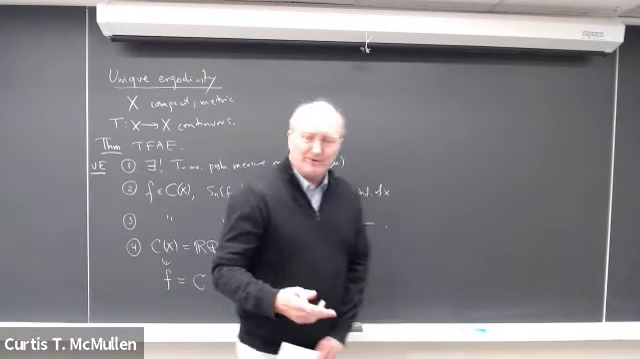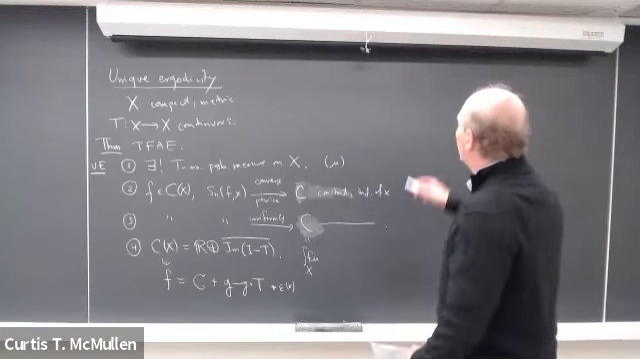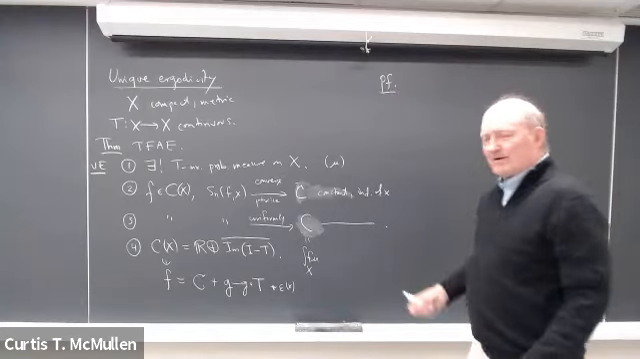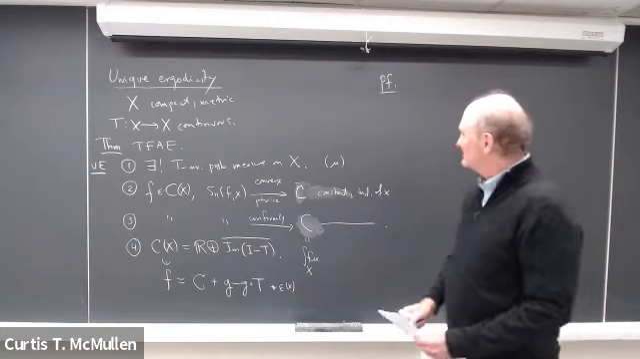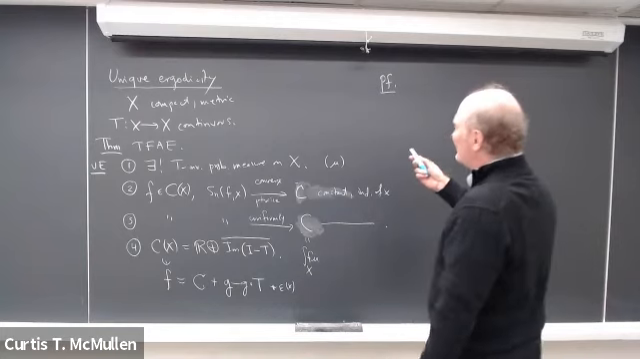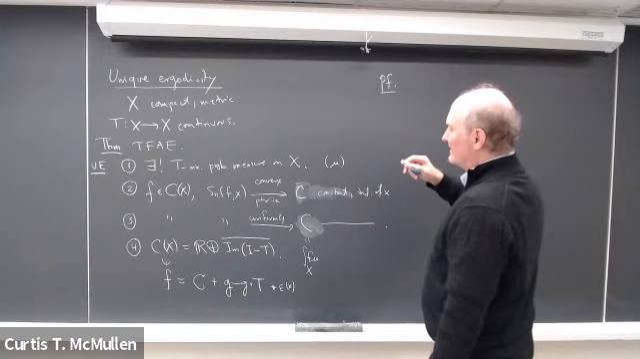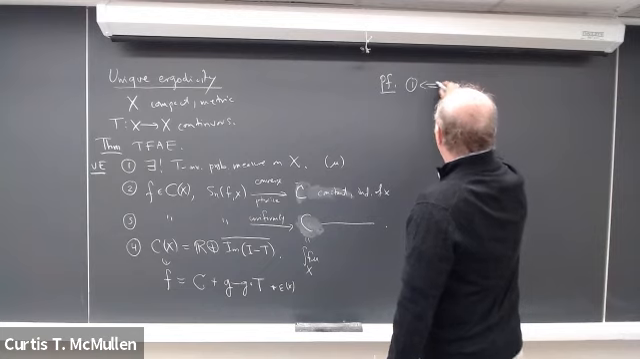Okay, now let's do the proof. The proof, it turns out, is not hard at all. In fact, I don't think we've done any hard proofs in this course except for the ergodic theorem so far. So the proof is as follows. Let's observe that in fact 1 and 4 are equivalent.